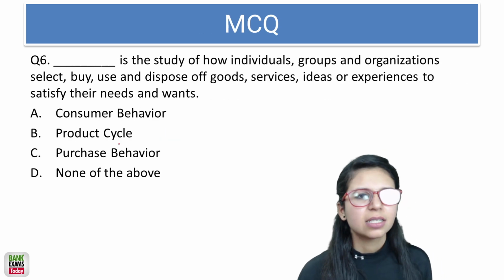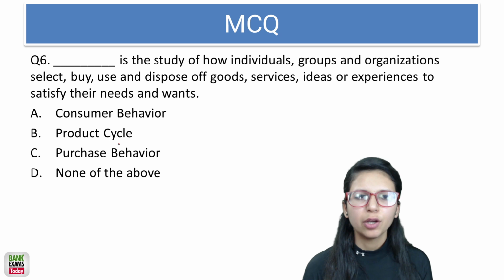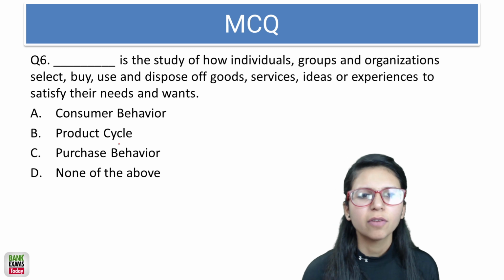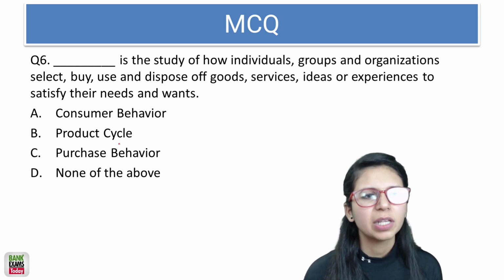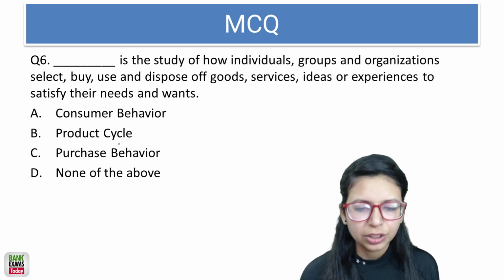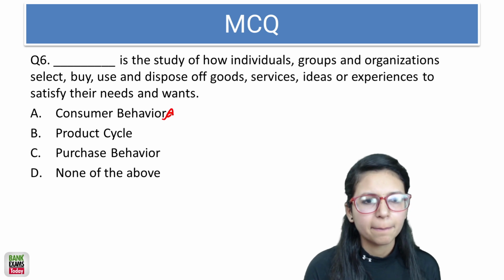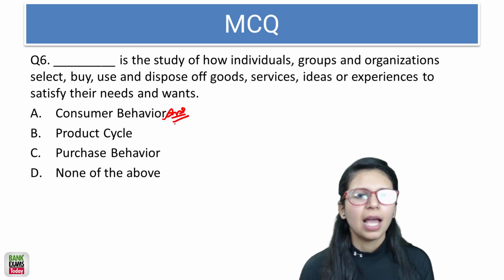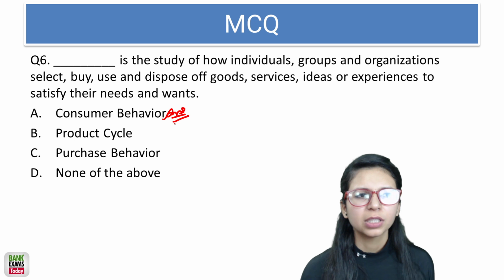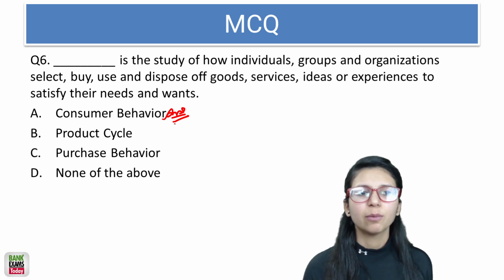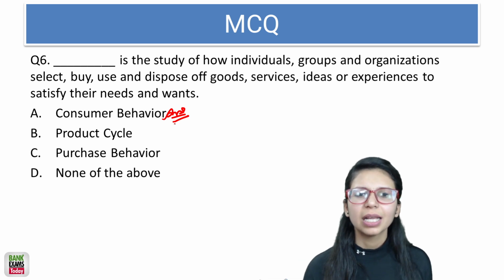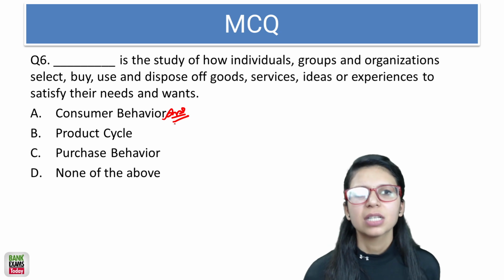So now the next question is, dash is the study of how individuals, groups, and organizations select, buy, use, and dispose of goods, services, ideas, or experiences to satisfy their needs and wants. Now, the answer to this question is consumer behavior. Consumer behavior is how consumers or individuals and groups select, what they buy, what they will use, and what their experiences and ideas are. That is what consumer behavior study is all about.